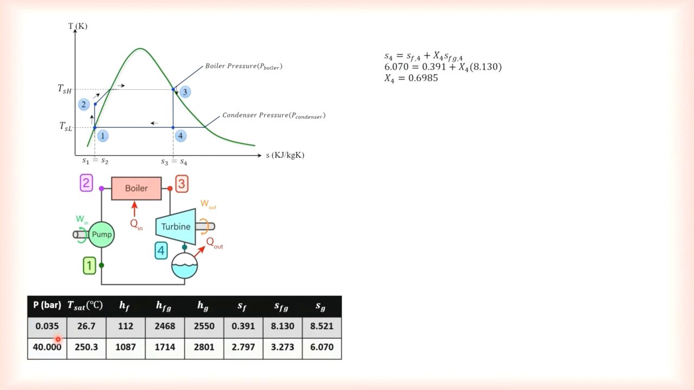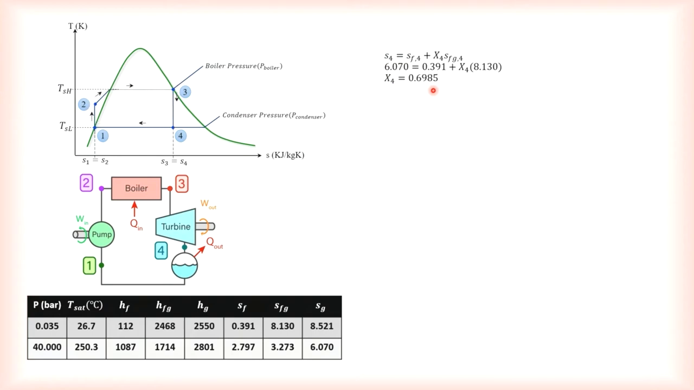So based on 0.035, our sf is 0.391, and our sfg is 8.13. So you can find out the dryness fraction, which is 0.6985, or equivalent to 0.7, which is still considered low quality steam. Unless these values go above 0.9, that is considered high quality. Anything below 0.9 is considered low quality steam. So it is low quality steam at state point 4 when you look at the dryness fraction.